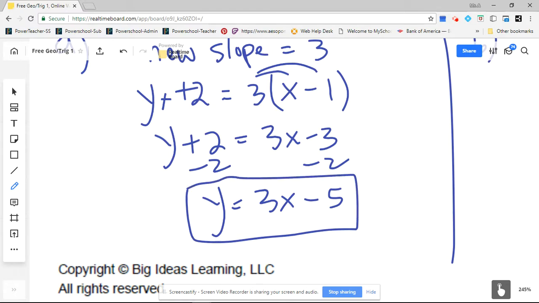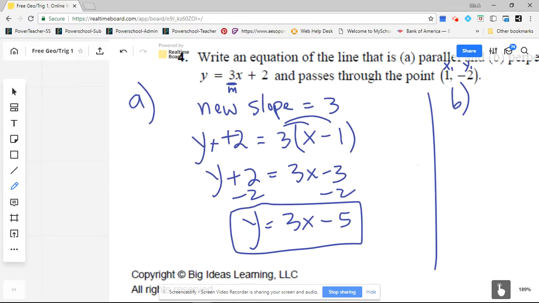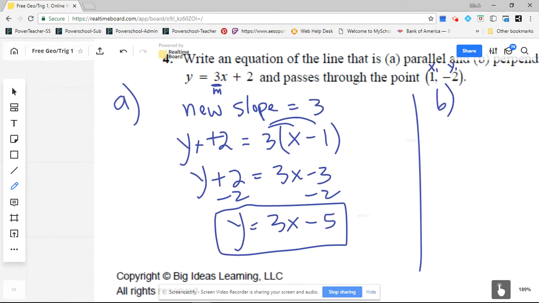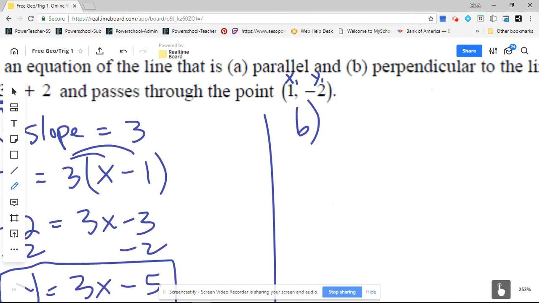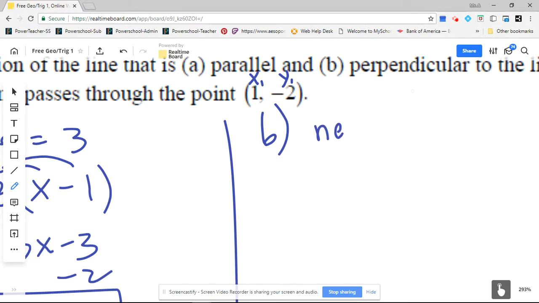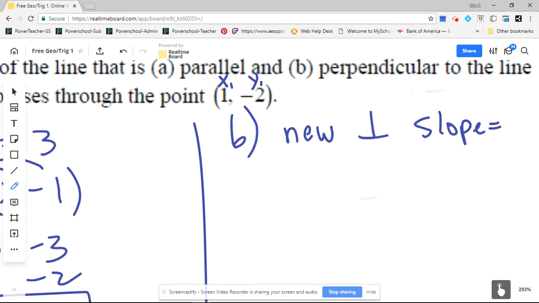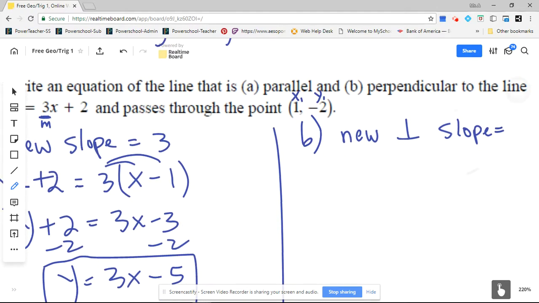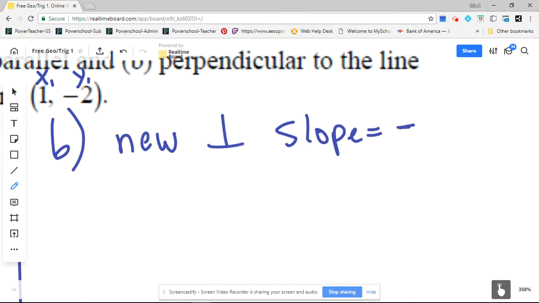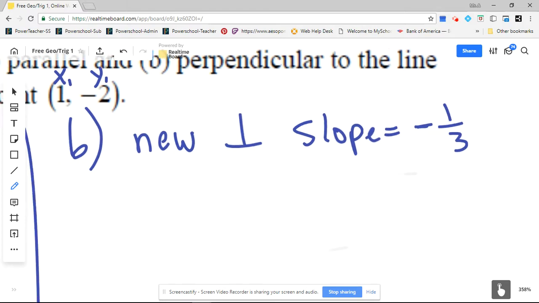That's parallel. If you notice, they both have 3x. One has 3x plus 2, so that's going to touch at positive 2. Our new one has 3x minus 5. That's going to touch at negative 5. Let's try perpendicular, though. B is perpendicular. So our new slope, so I'm going to put new perpendicular slope equals, and since positive 3 is my old slope, I need a negative number and I need a reciprocal. So I need a negative and a 1/3. So my new slope is negative 1/3.